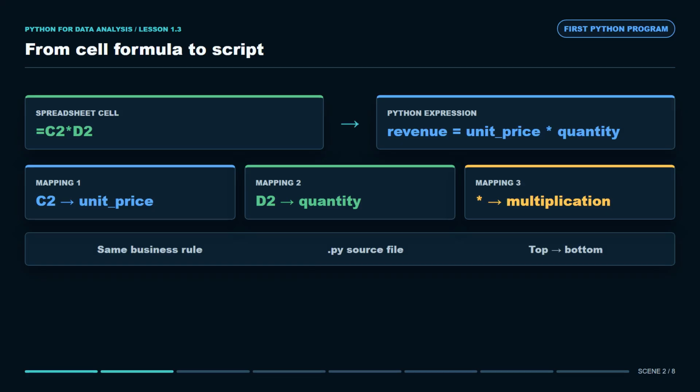The business rule has not changed. Price multiplied by quantity still gives revenue. What changes is how we identify the inputs and where the instruction lives. A spreadsheet normally refers to locations such as C2 and D2. In Python, we can give those values readable names such as unit_price and quantity. The asterisk means multiplication in both tools.